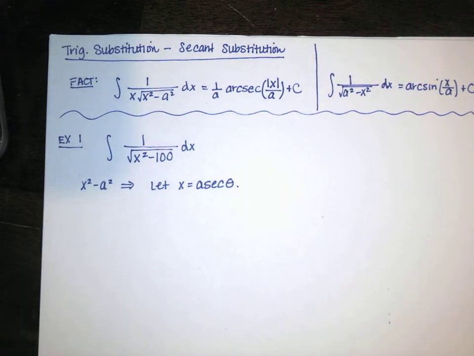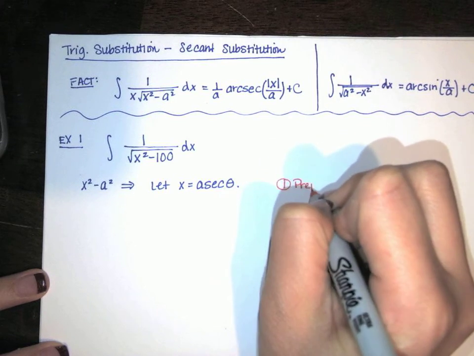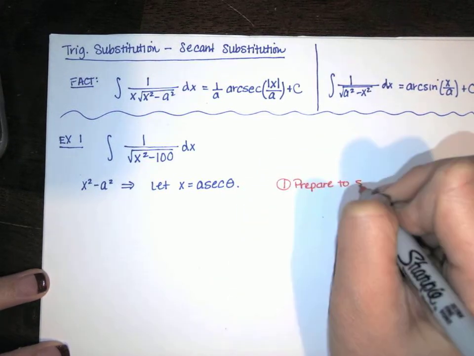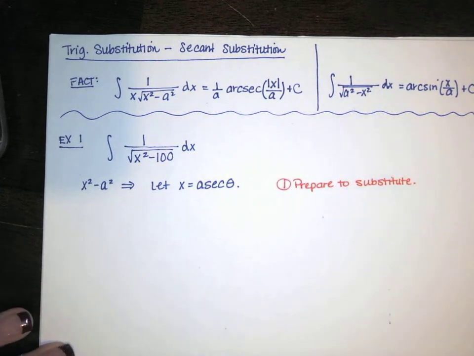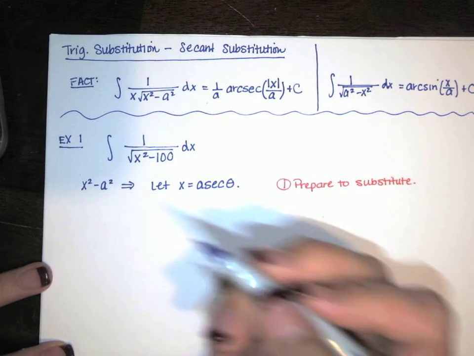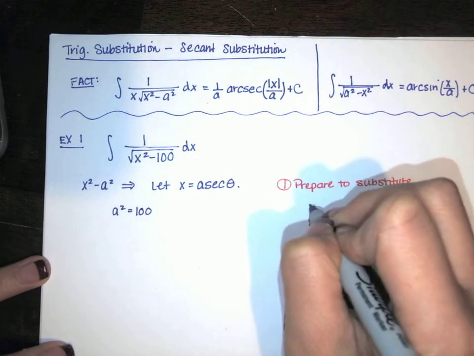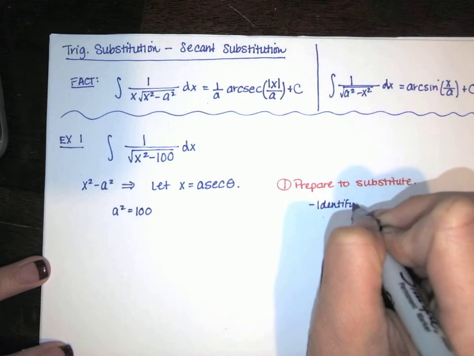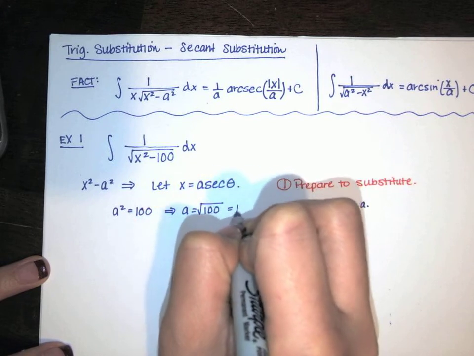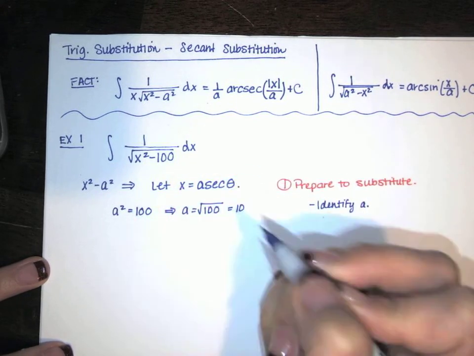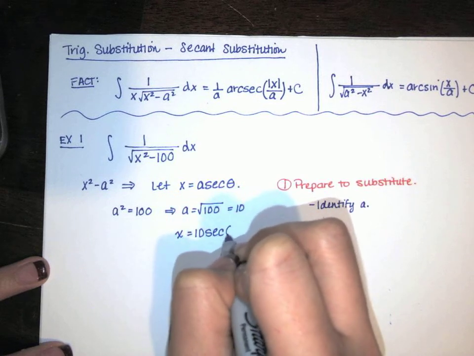So we're going to do what we always do. First, prepare to substitute. And this is where it gets a little funny, but I'll show you. So first we say, identify a. A squared is 100. So that means a is the square root of 100, which is 10. And then if a equals 10, we're going to let x equal 10 times secant of theta.